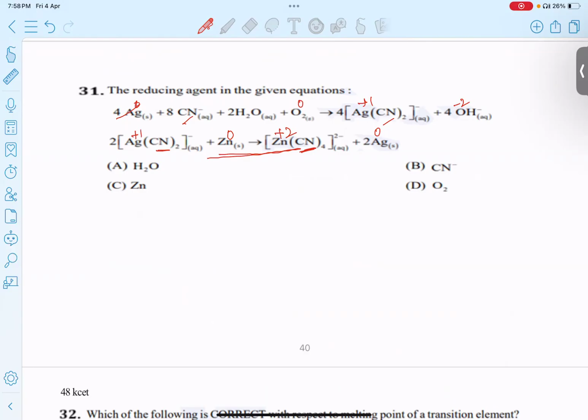So overall, in both equations, zinc is the reducing agent. Silver is not the reducing agent throughout, because in the first equation it acts as a reducing agent, but in the second equation it acts as an oxidizing agent. Therefore, the final reducing agent is zinc. Option C is correct.